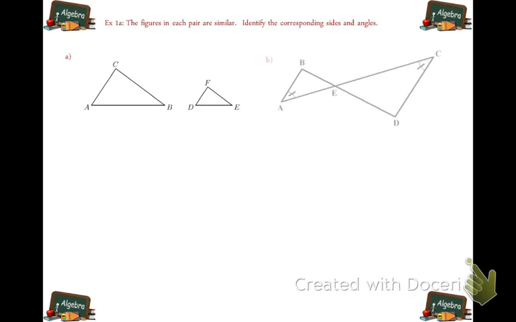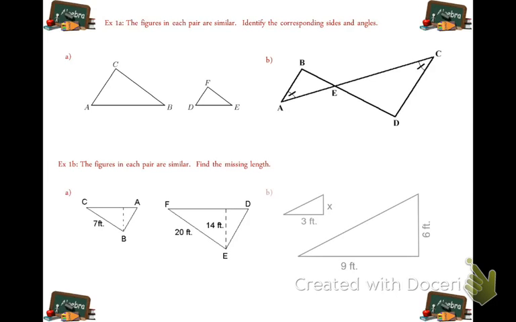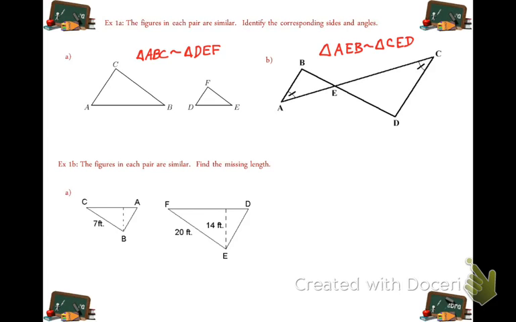So let's look at some information we need. It's the information that I forgot to put on there, so I'm going to put it on pause and give you some information I would like you to put on here. So here's the information. Triangle ABC is similar to triangle DEF. And triangle AEB is similar to triangle CED. So this is the information they'll give you.